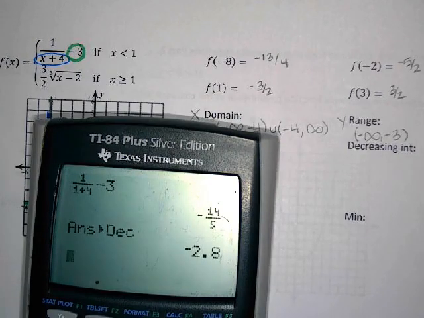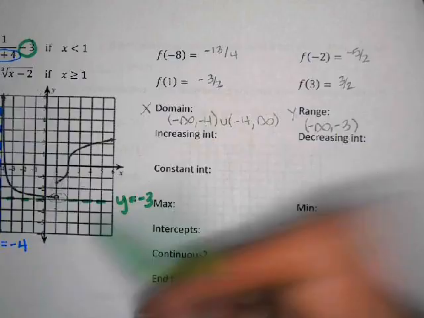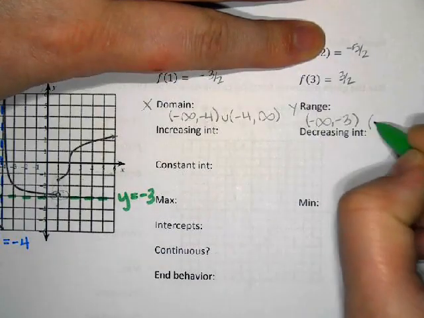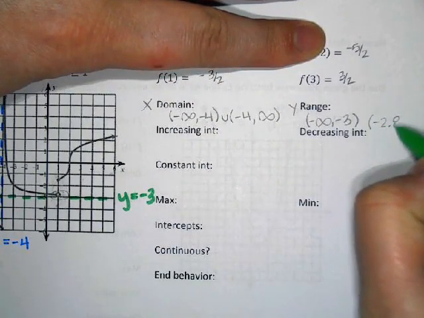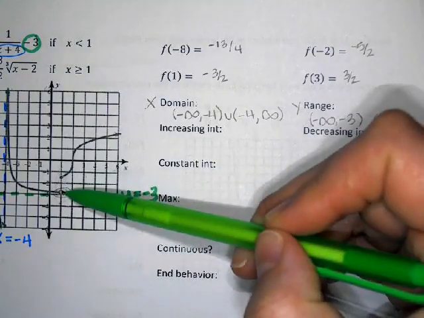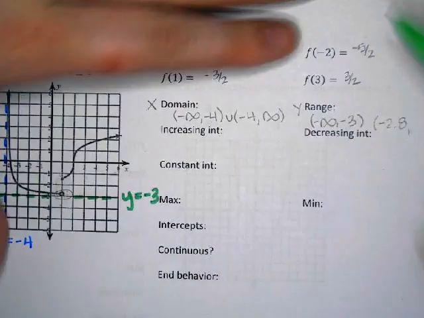And that is a hole on the graph. It's a point where we don't go any further. And so I'm going to say negative 2.8 is the lowest portion of that part of the graph. And then from there, this goes up forever. So for this part, I'm going to say negative 2.8 to infinity.